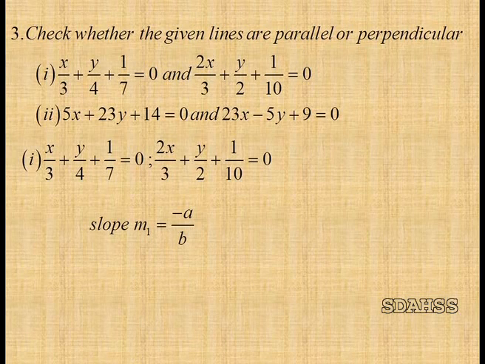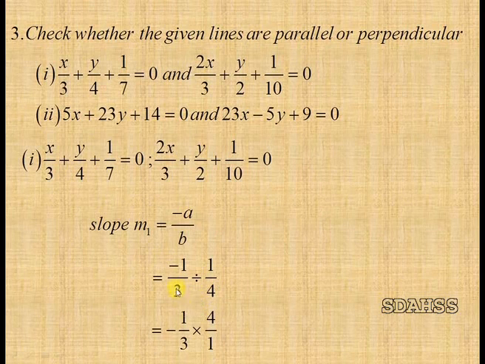So slope is equal to minus a by b. We know that slope is equal to minus a by b. A means coefficient of x, b means coefficient of y. Here a is 1 by 3, b is 1 by 4. Substitute the values. So minus 1 by 3 divided by 1 by 4, which is equal to minus 1 by 3. Change the symbol, change division into multiplication.